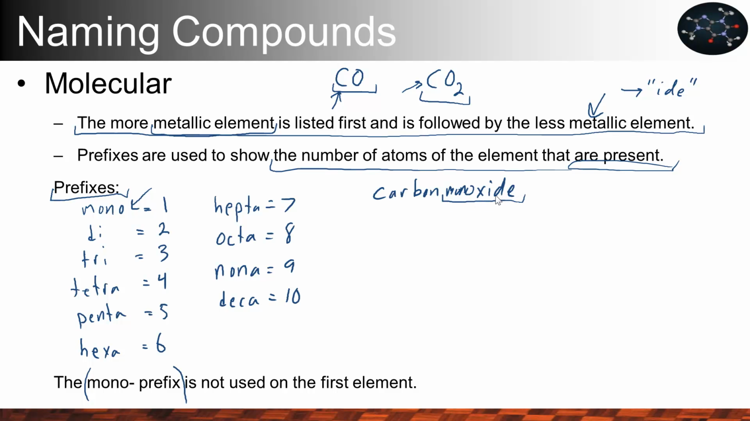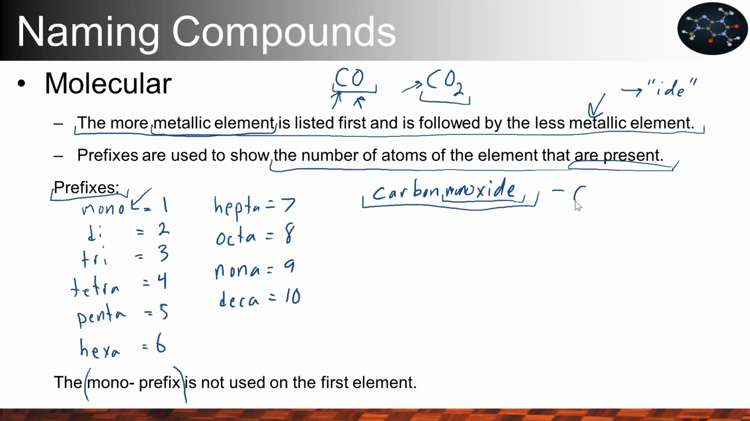You'll get a feel for which times we drop the vowel and which times we don't as you go through this and get more used to it. But for now, just give it your best shot, and I'll grade you accordingly. So carbon monoxide is this first compound, saying there's a carbon and there's one oxygen attached to it.